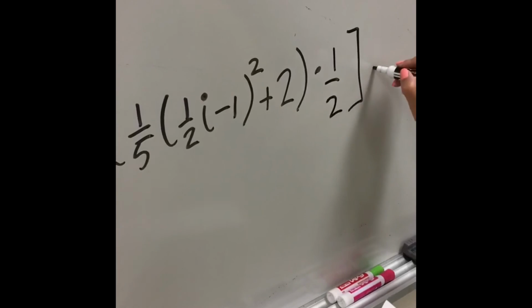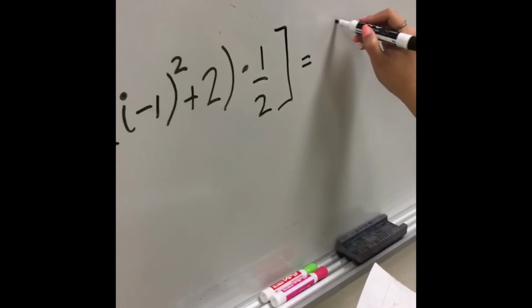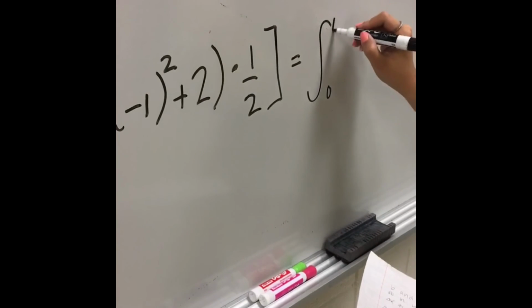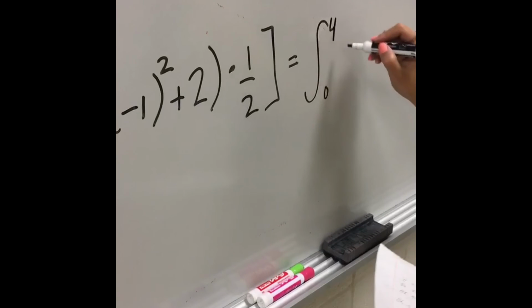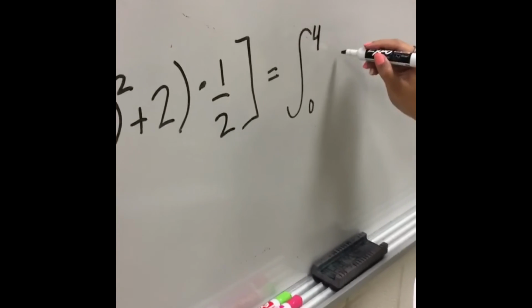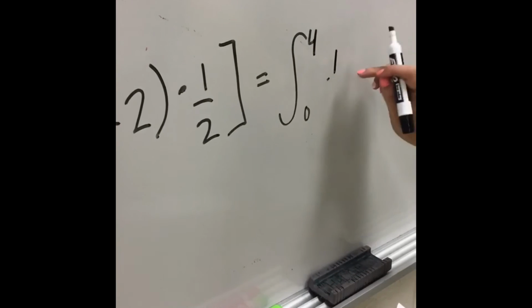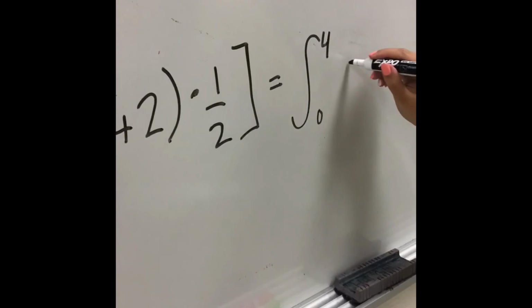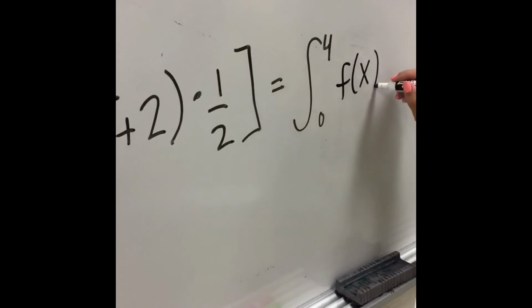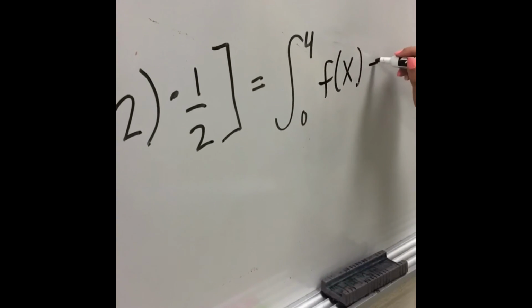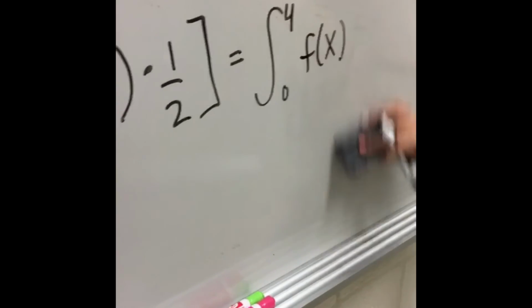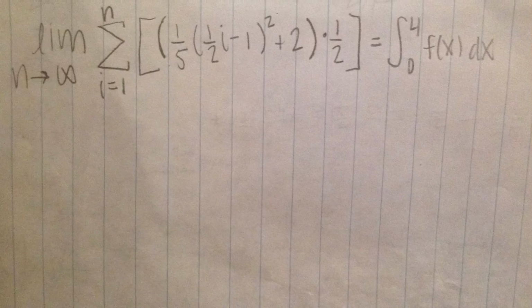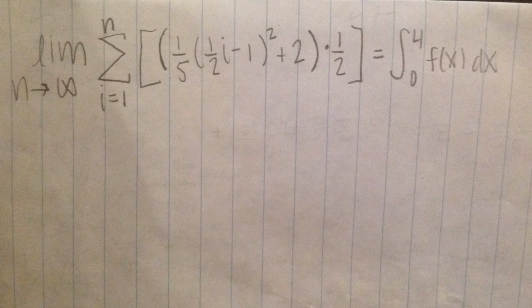And this whole thing equals the integral from 0 to 4, and it's 4 because that's where our graph ends. It's not 8. 8 is the number of rectangles. And then it is just f of x dx. So here's what the whole limit statement looks like.